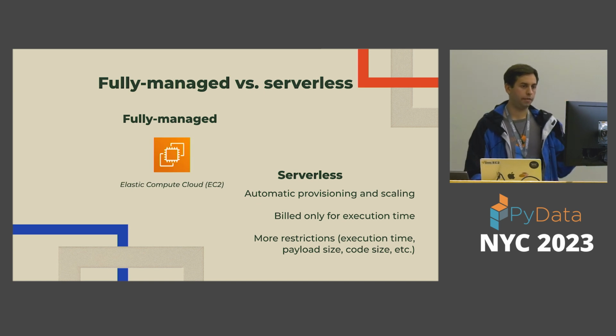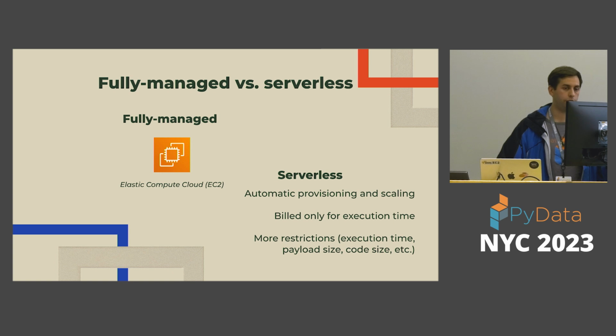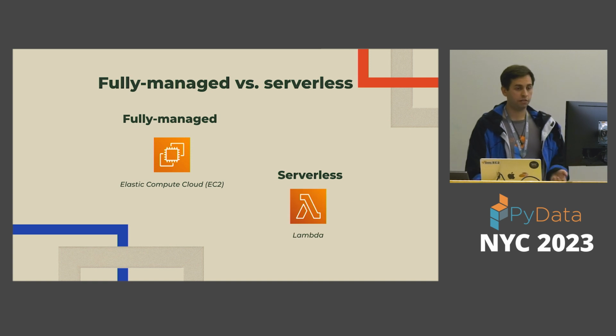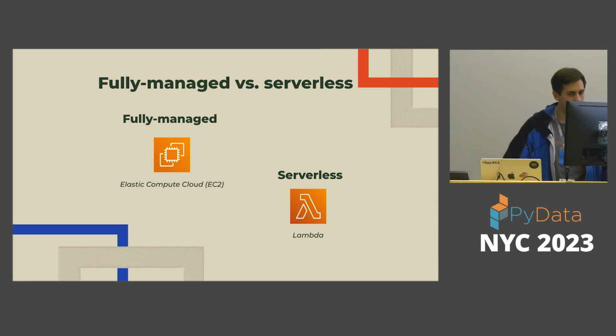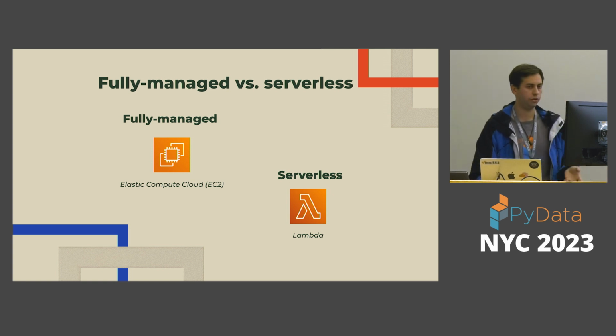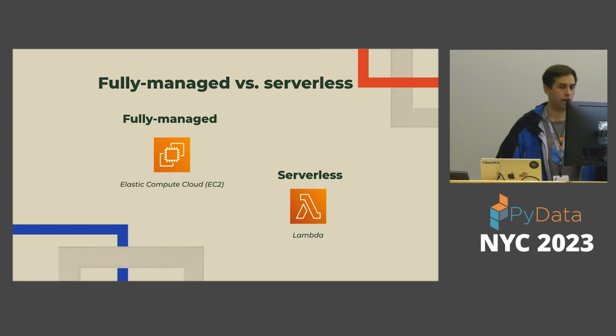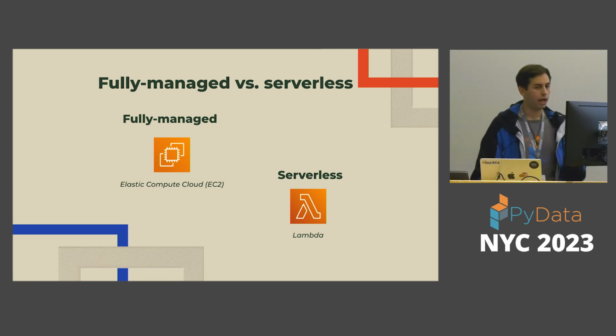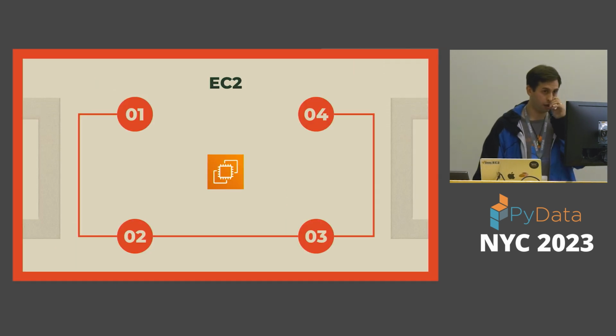So the main service for running fully managed virtual machines on the cloud in AWS is Elastic Compute Cloud, EC2. And for serverless, it will very likely be Lambda. Lambda is a function as a service, which is serverless too. And there are some other serverless services like AWS Glue, which I think most of you have used. And also AWS EMR has released their serverless version.